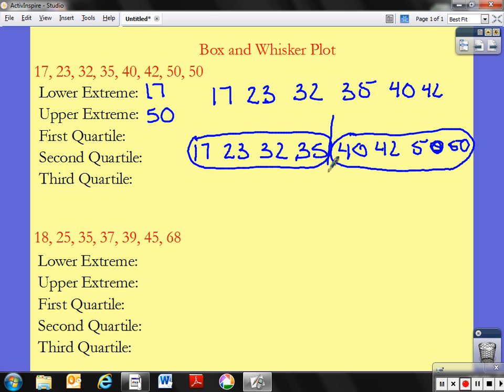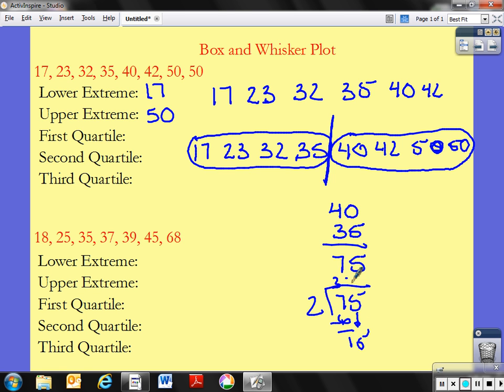Now, the median of this set of data is the value that's in between 35 and 40. I don't know what's in between 35 and 40, so what I can do is just find their average. I take 35 plus 40, I get 75, and then half of 75: 75 divided by 2 gives me 37.5. Be careful, Rebecca, that's my second quartile. So 37.5 is my second quartile.